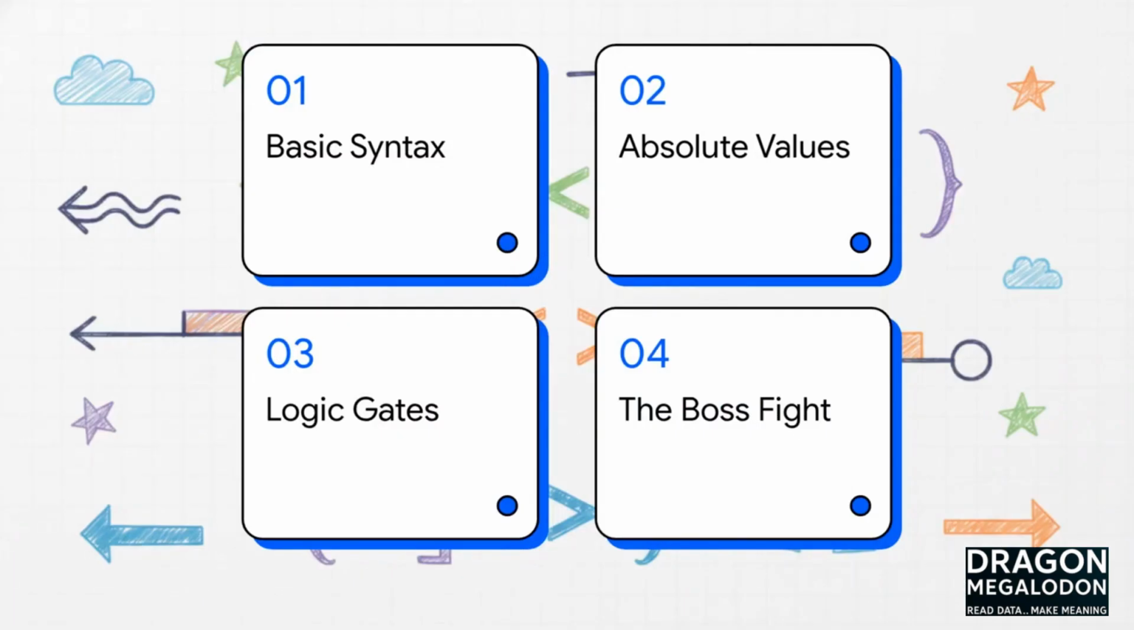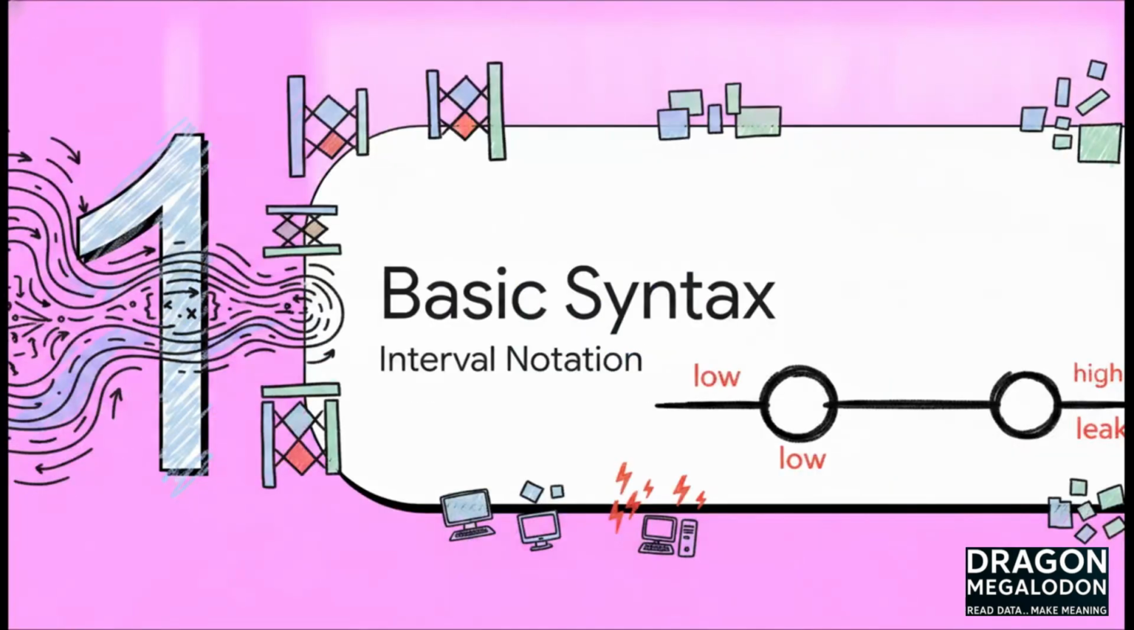Here's our system diagnostic for today's explainer. First, basic syntax. Second, absolute values. Third, logic gates. And finally, the boss fight. Let's boot this up. Section 1.